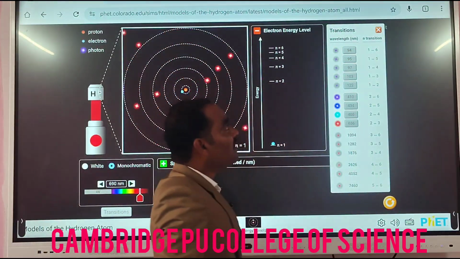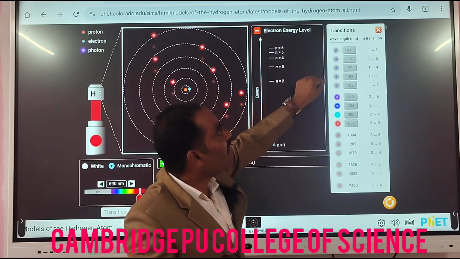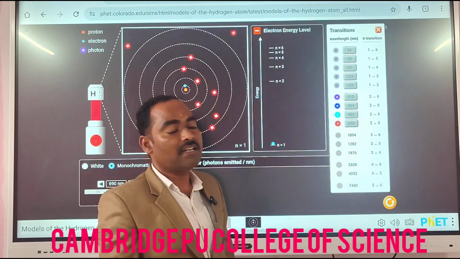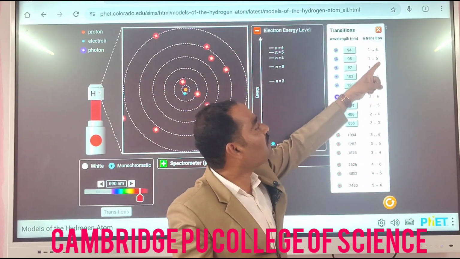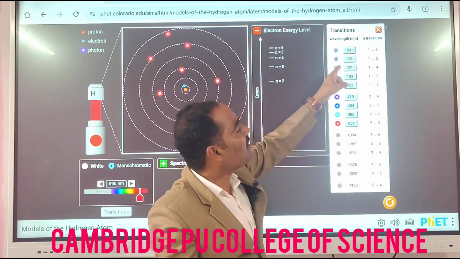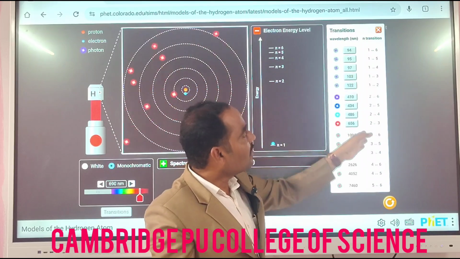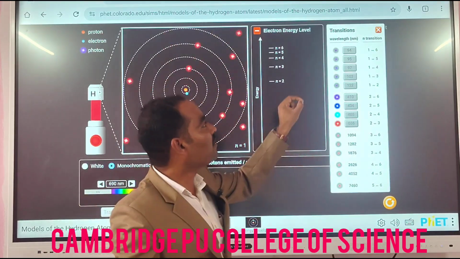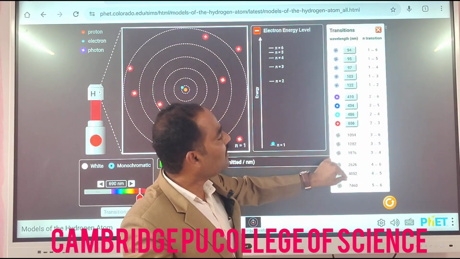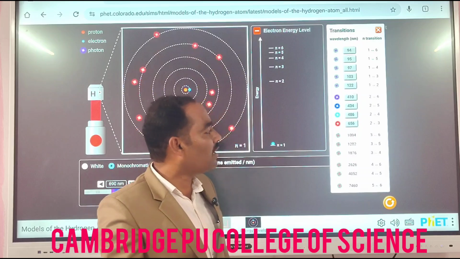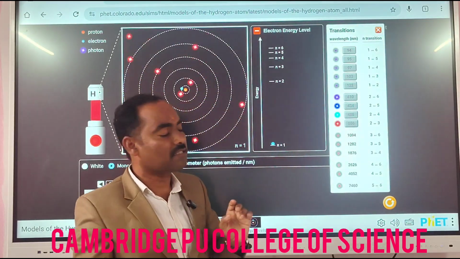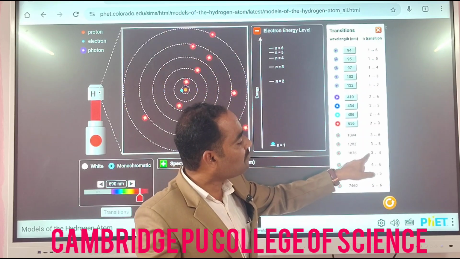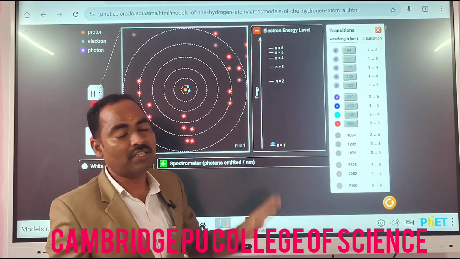See here, there are different transitions based on different wavelengths, measured in nanometers, and each transition has a different range. From the first shell to the fifth, it requires 95 nanometers. Like this, each shell transition requires a different wavelength. Simple conclusion: as the wavelength increases, the shell number is also farther from the nucleus. It means 2 to 4 is 486 nanometers, again farther, 3 to 4 is above 1000 nanometers.